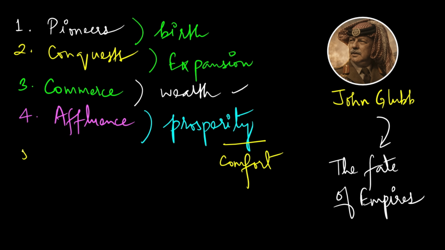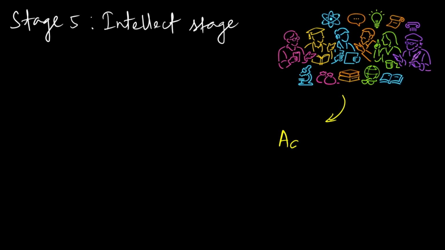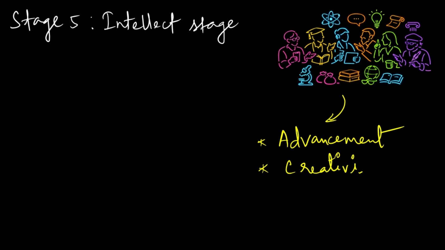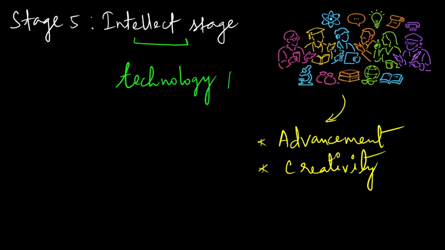After the fourth stage, the stage of affluence, comes the fifth stage, the stage of intellect. By this point, the empire has become extremely wealthy and highly advanced. It is at the peak of its creativity. Science, philosophy, arts, and education are all flourishing. Academic growth is taking place. Technological innovation is happening. Scientific discoveries are being made. Hence the name, the intellect stage. Glubb viewed this stage as the beginning of decline for any society.